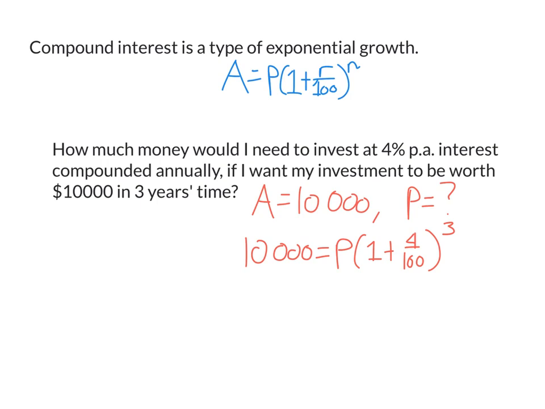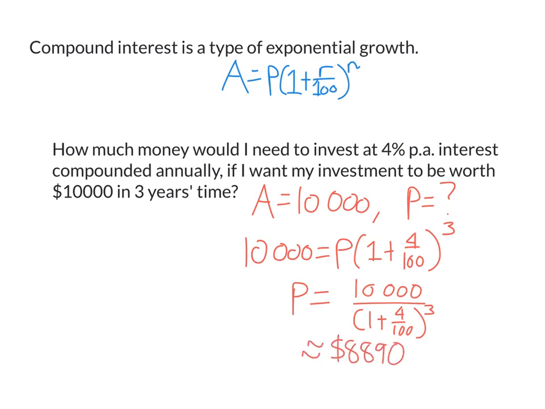So if I want to find what P is, I just divide. Instead of timesing 10,000 by this, all I need to do is take 10,000 and divide by 1 plus 4 over 100 to the power of 3. So you can put that straight in your calculator using the fraction button. And so putting that in calculated to the nearest dollar, we get 8,890. So that means if I invest this much at 4% per annum compounded annually for 3 years, I'll end up with $10,000. But once again, I divided amount by percentage because I'm finding the initial amount.